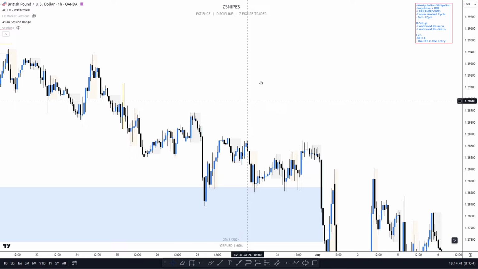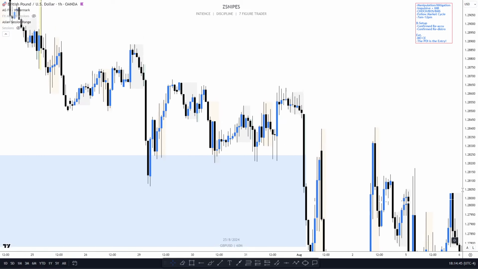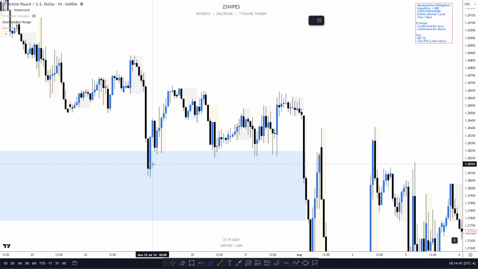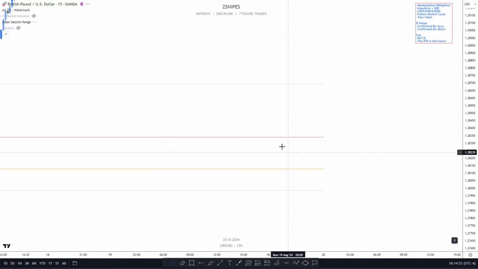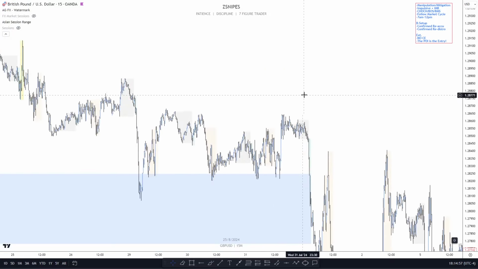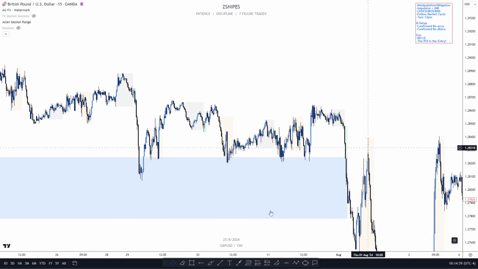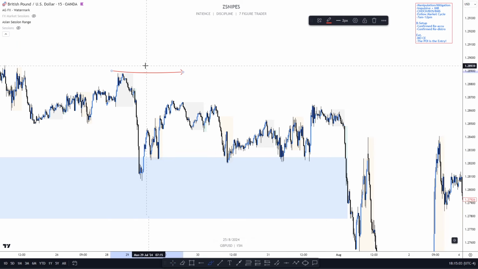That's what I mean. So once we get into this demand zone here, we can see the market kind of just bounces around a little bit. Let me go down to the 15-minute real quick for you guys. Okay, we see the market just bounce around a little bit. We don't get any change of character. We don't see any BOS.